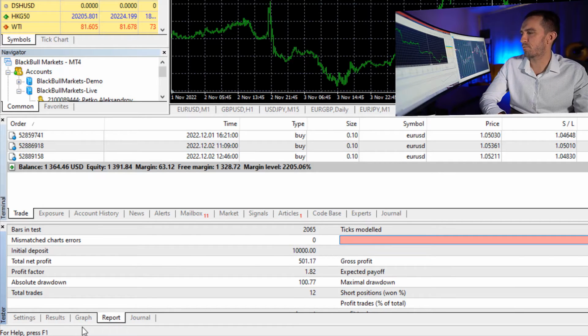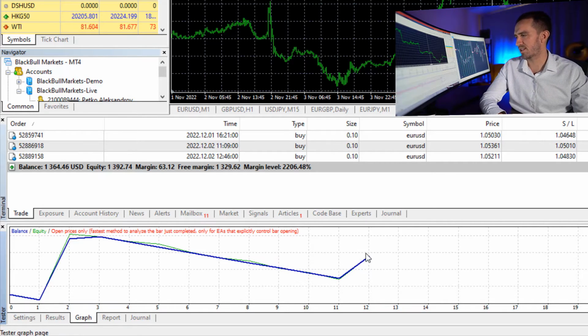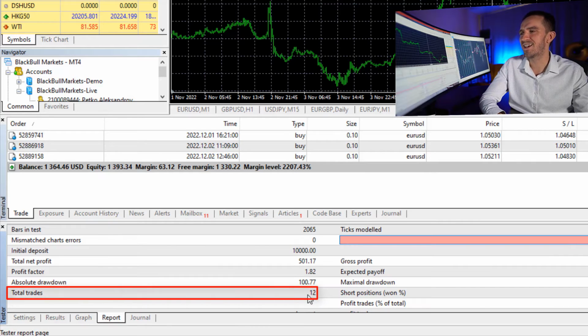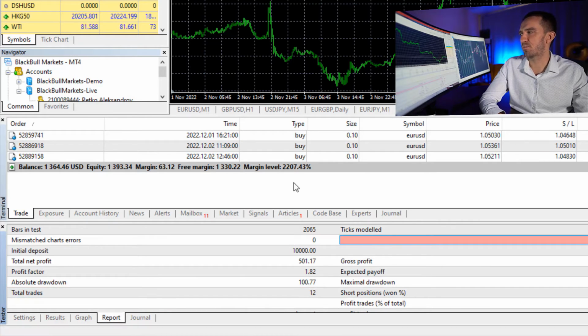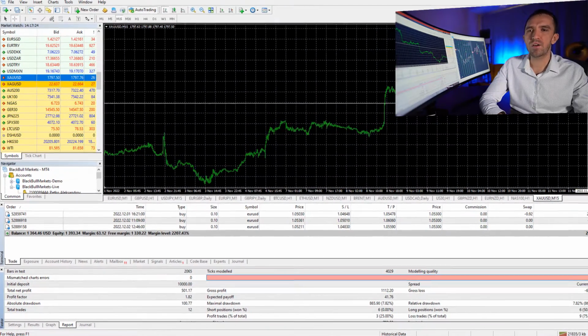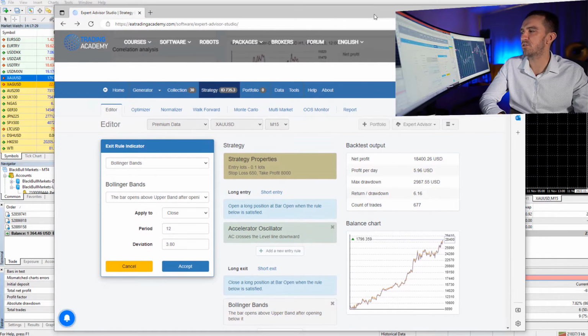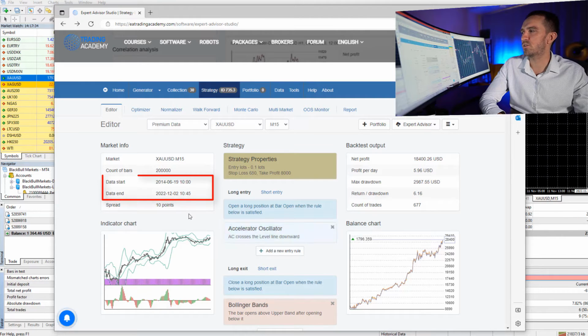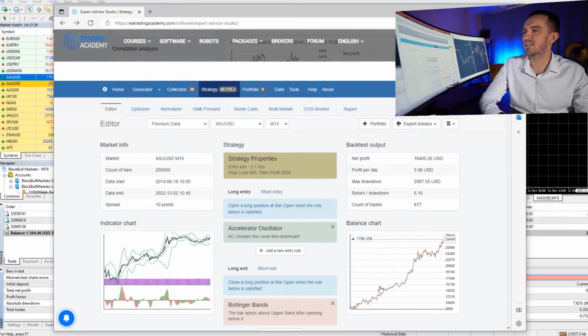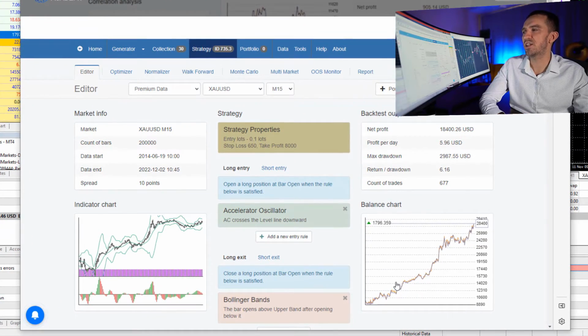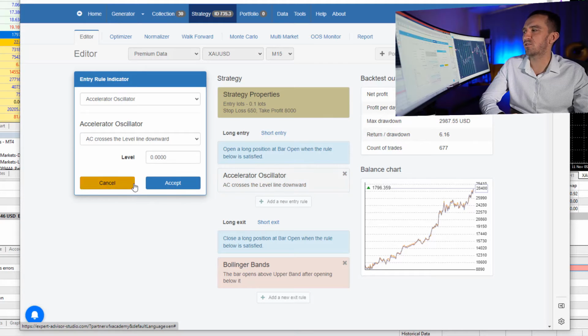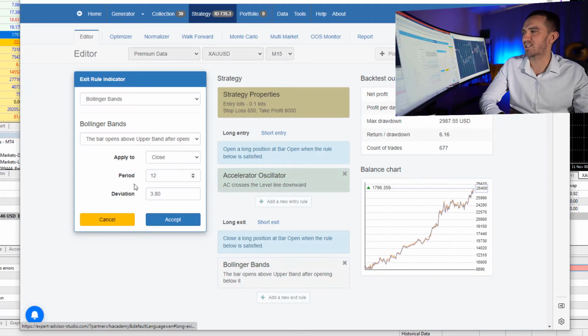This is the graph, but we don't have a lot of trades, like 12 trades. If I go to the report, you will see 12 trades, because we have data just from the 1st of November. However, if I show you how that strategy looks on the strategy builder AI studio that I'm using, you will see data starting from 2014, because here we have way more bars to backtest the strategies. And it's a nice visual representation of the strategy. Accelerator, oscillator as an entry rule, the Bollinger Bands as an exit rule, stop loss and take profit and pips.